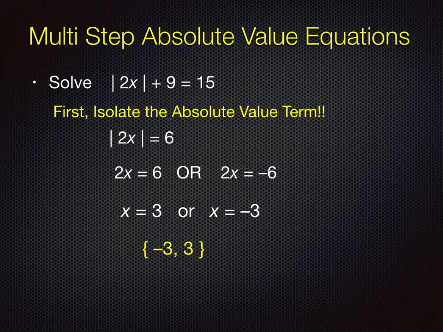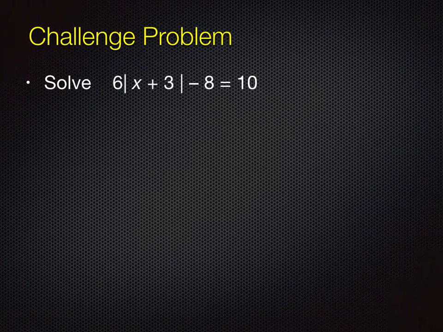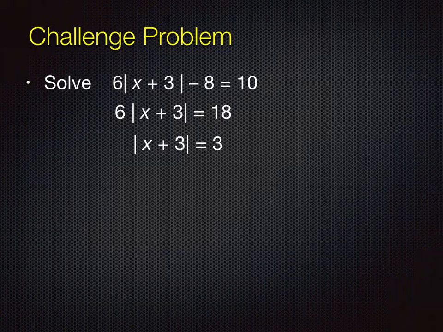And so for our last slide, let's have a challenge problem for you where you can kind of put it all together. Why don't you put it on pause and then come back and check. First thing you would have done is added 8 to both sides. You would have divided both sides by 6. We know that that expression inside the absolute value can either equal 3 or negative 3.